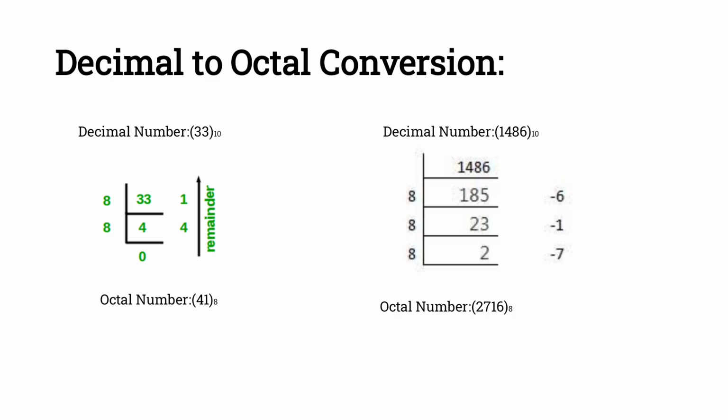The same procedure we are going to follow for 1486 with base 10. So again we divide the number 1486 by 8. We take the remainder values parallelly. Then we take the values from down to upwards. Finally we get the value as 2716 with base 8. This is the decimal to octal conversion.